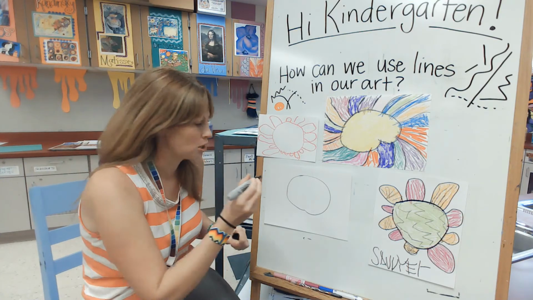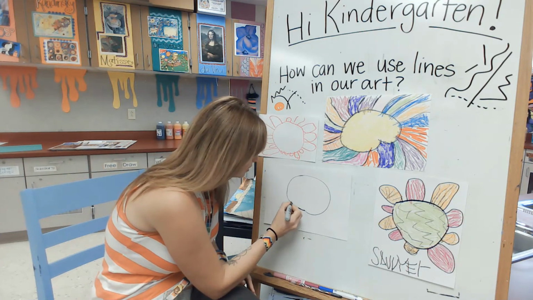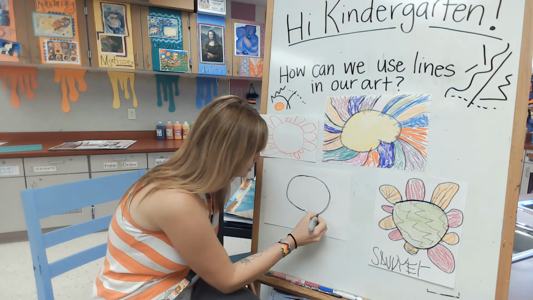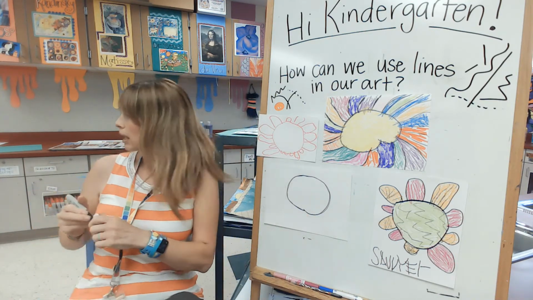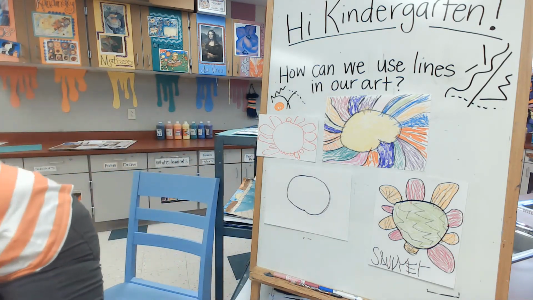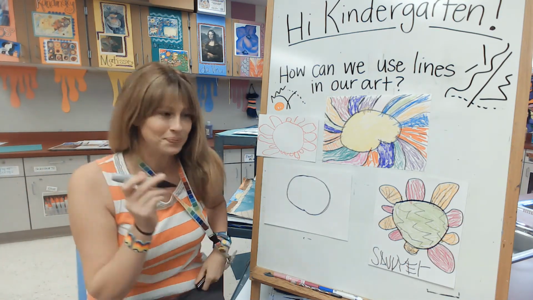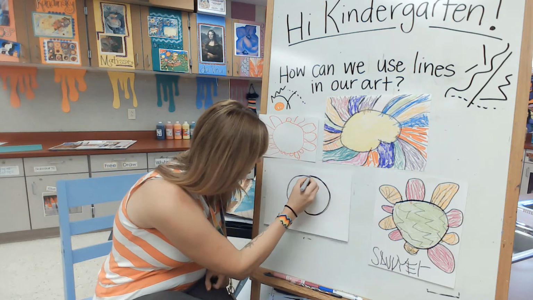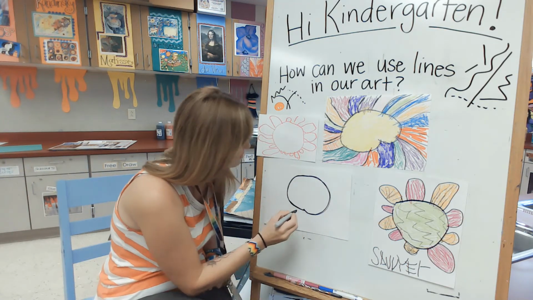Now, my Sharpie was kind of fading on me, so I'm gonna go over it. Oh, this one's kind of fading on me too. Come on. All right, I'm gonna grab one more. All right, do you think third time's the charm? Let's see, are you a good Sharpie? Yes, you are. All right, so I have the center of my flower.